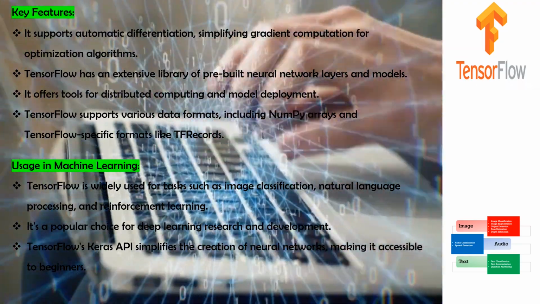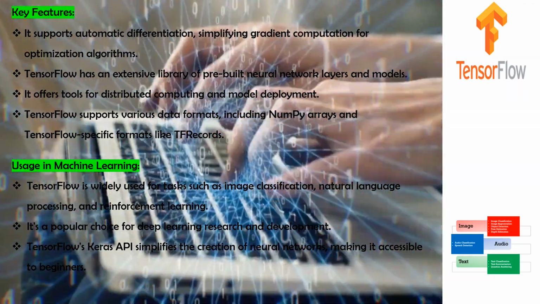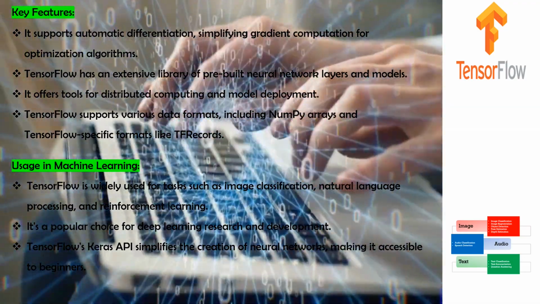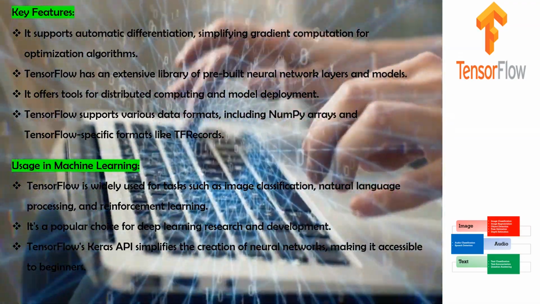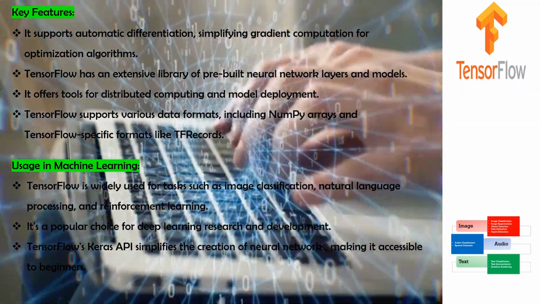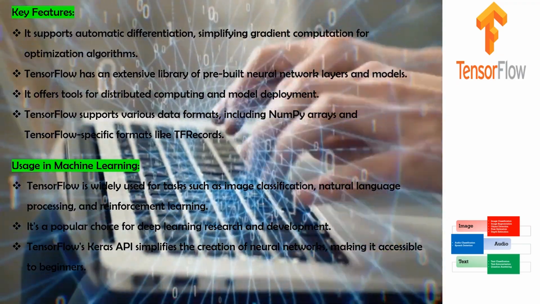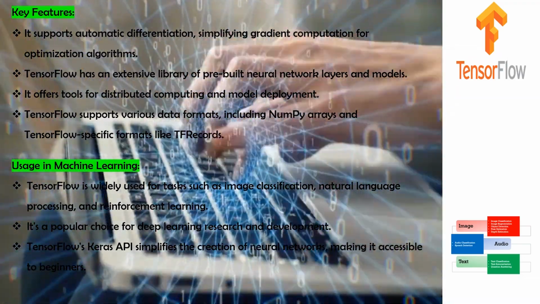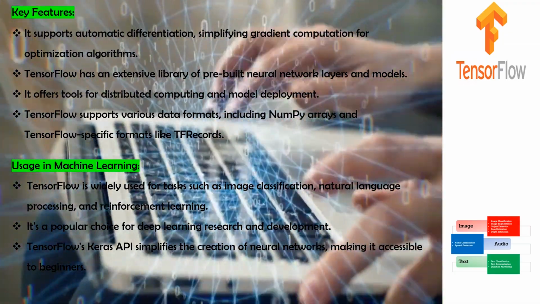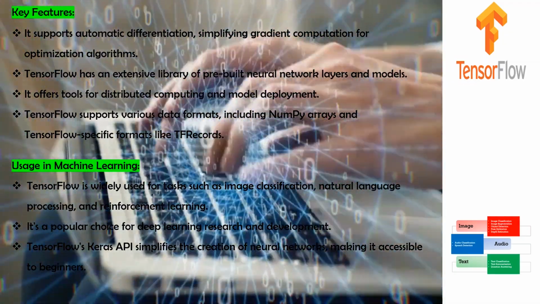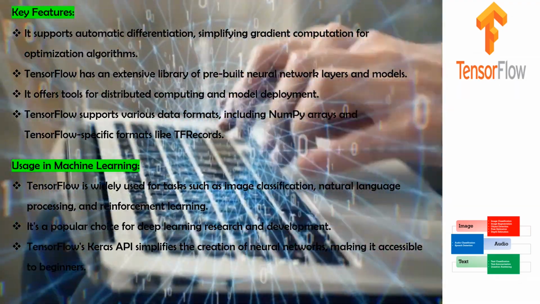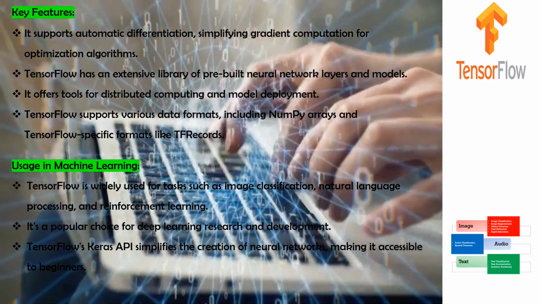TensorFlow has an extensive library of pre-built neural network layers and models. It offers tools for distributed computing and model deployment. TensorFlow supports various data formats, including NumPy arrays and TensorFlow-specific formats like TF records. Usage in machine learning. TensorFlow is widely used for tasks such as image classification, natural language processing, and reinforcement learning. It's a popular choice for deep learning research and development.